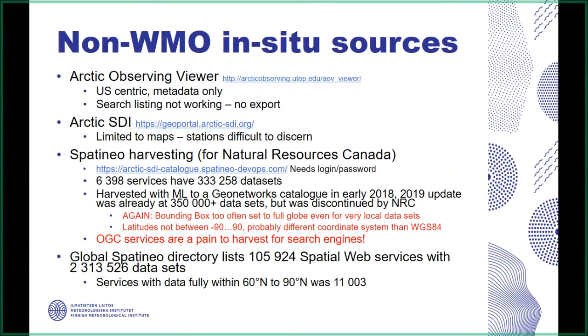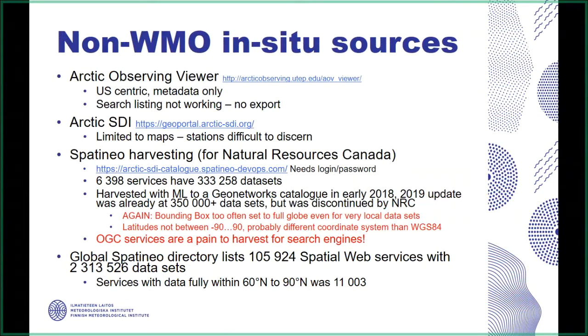Arctic Spatial Data Infrastructure, Arctic SDI, has a site, mostly just maps. There's an interesting thing that a company in Finland, Spatineo, was doing for Natural Resources Canada, which is harvesting. Spatineo in general takes, I think there are about 100,000 OGC servers running actively in the world. So Spatineo is polling them and seeing how well they stay up, how fast they serve the data. From that list, they are looking to find out who is from the Arctic. They found 6,300 or 400 services, about 330,000 records.